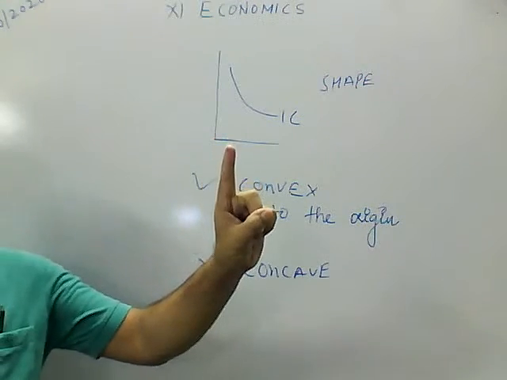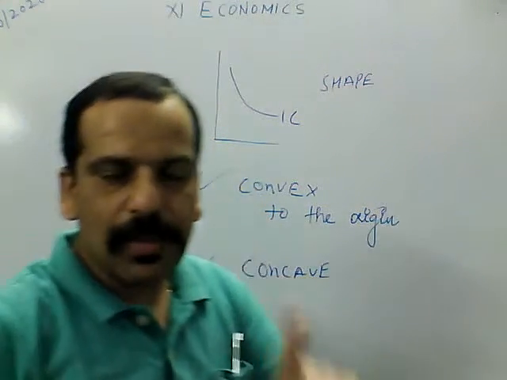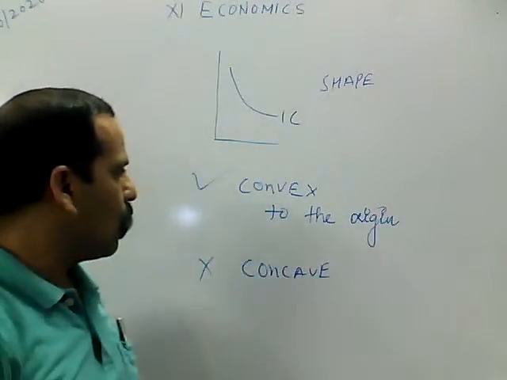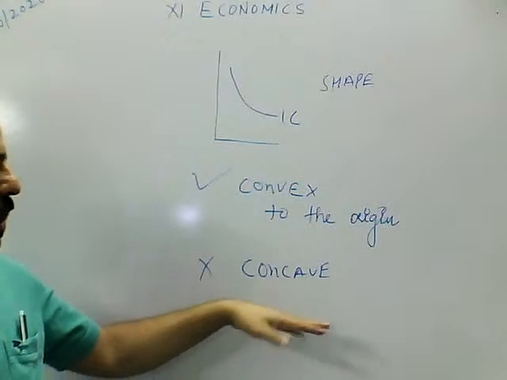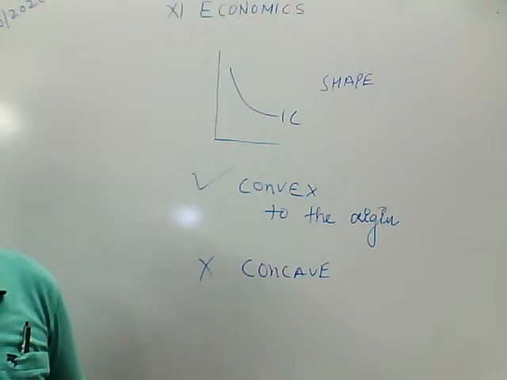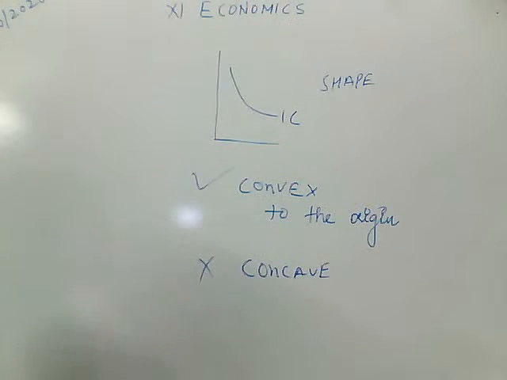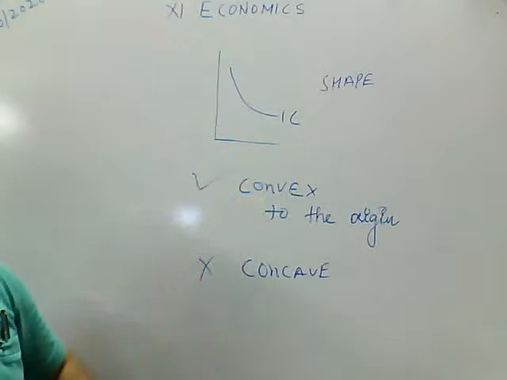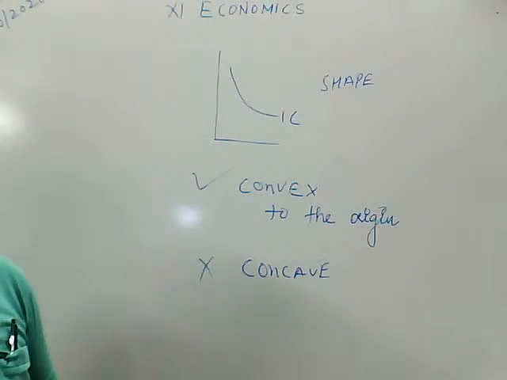1 mark question MCQ. What is the shape of indifference curve to the origin? Convex, concave, both, none, or can't say anything. There may be many more options. So the exact correct answer is convex to the origin.